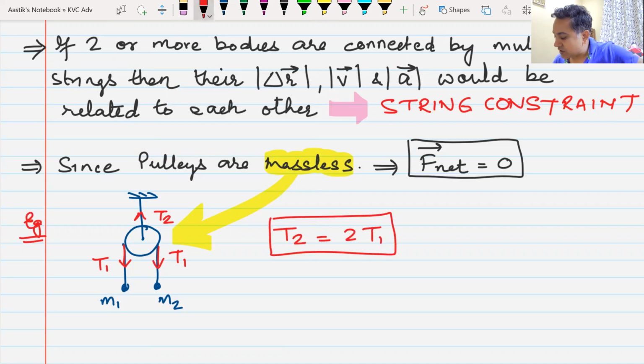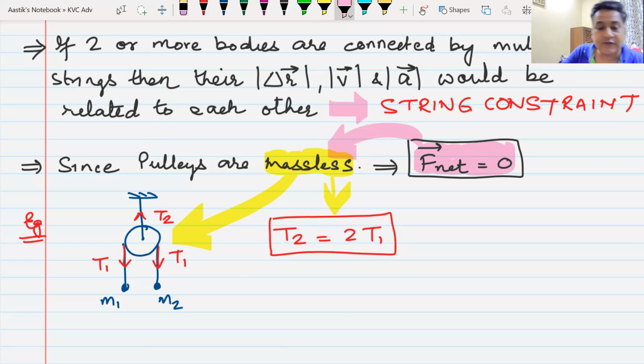equal to 2T1. So this equation only comes because pulleys are treated as massless. Even though the pulleys are getting accelerated, they might have acceleration, but since they are taken as massless, this equation, that the net force is zero, will always be valid because it comes from them being massless. F is equal to M into A. If M is zero, even though they have acceleration, the mass is zero, so the net force becomes zero. Do you understand this? Yes or no?